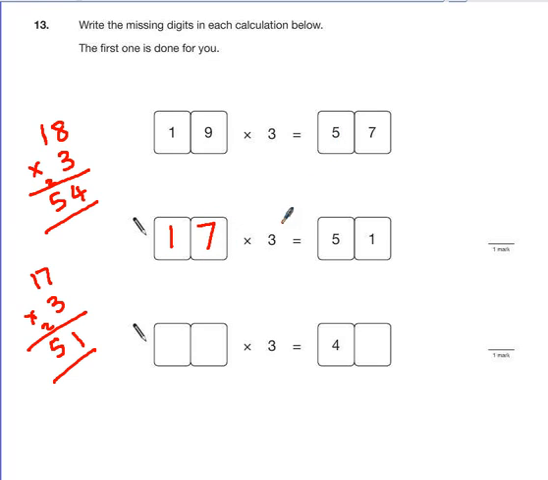The final method for this question is that you could work backwards. Think, if my answer is 51, and I'm looking for how many 3's go into that, we can just divide. 3's into 5 is 1, 2 remainder, 3's into 21 is 7. Either way, we are going to get 17 as our missing number.